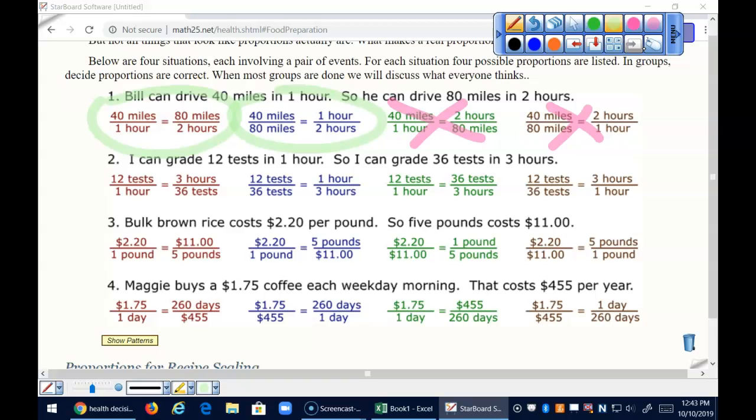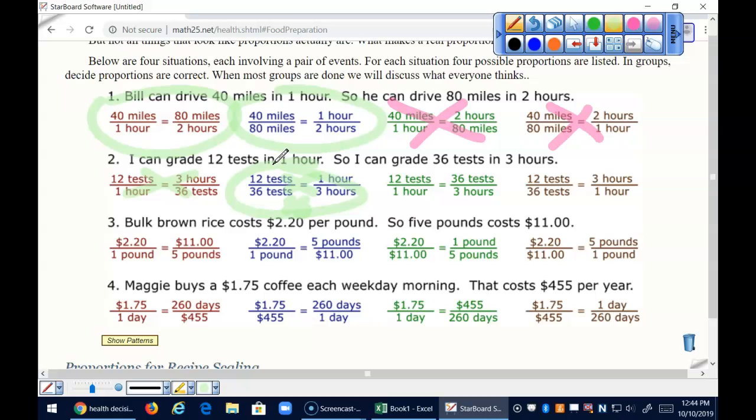Let's start with the red one. Does it work? No. And it doesn't work because cross multiplying, it doesn't make sense, right? Okay, so what about the blue? I think that one works. If we cross multiply it, it's 36, 36. So it looks good. Does it make sense?